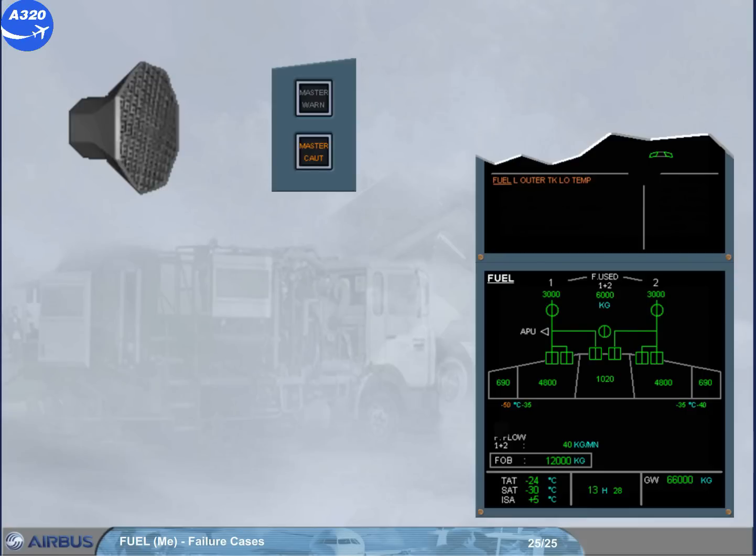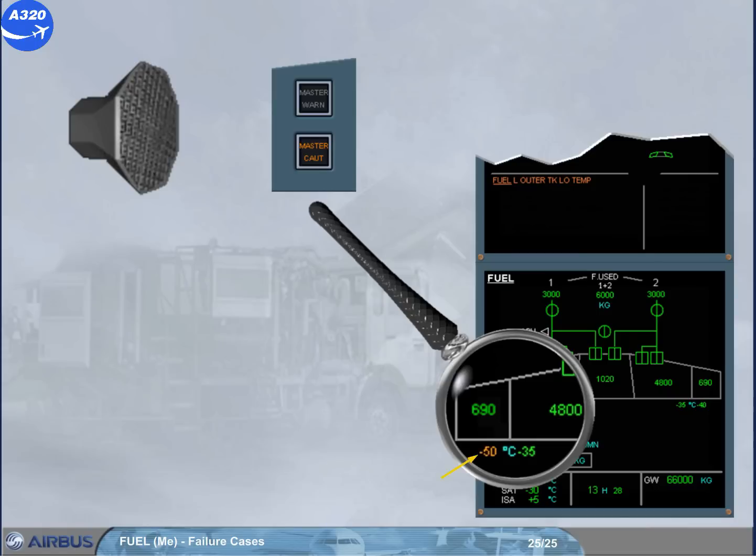Also notice that the fuel temperature can appear amber, with an ECAM message and a single chime, if a high or low limit is detected. In our case, the outer tank temperature has exceeded the low limit.